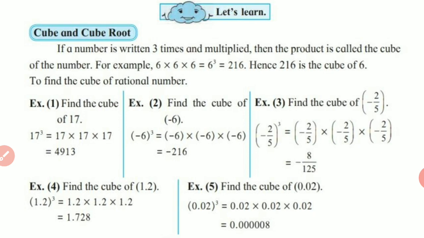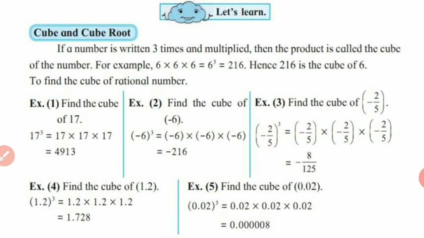Now, cube and cube roots. If a number is written 3 times and multiplied, then the product is called the cube of the number. For example, 6 into 6 into 6 is equal to 6 raised to 3, which is equal to 216. Hence, 216 is the cube of 6.